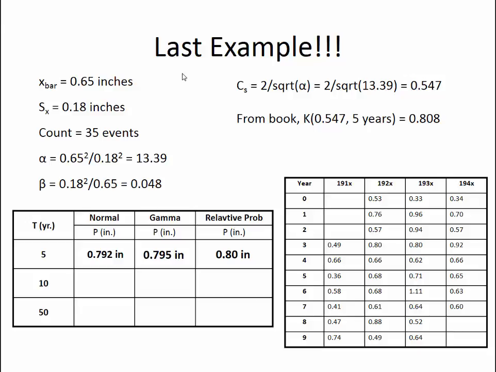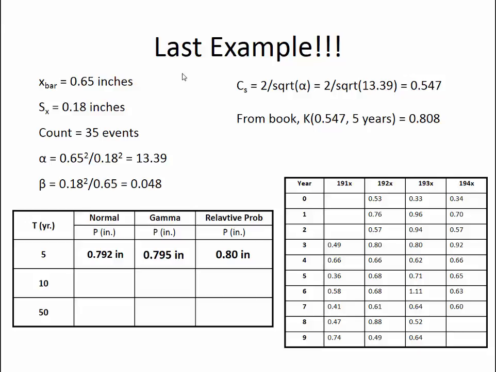And from our book, if we go to our table on page 195, we should be able to look up a K value such that we have a C sub s, or a skew value, of 0.547, so that would be one of the columns. And then we would go across until we had a recurrence interval in years of 5, or a percent chance, in this case, of 20% chance of happening in any given year.